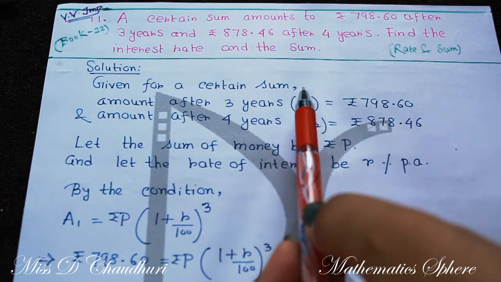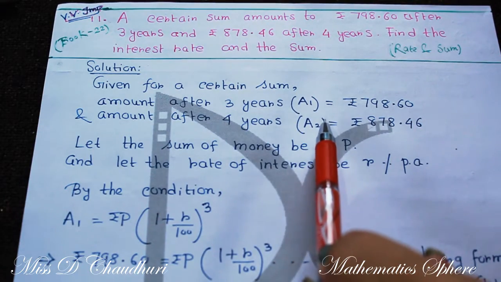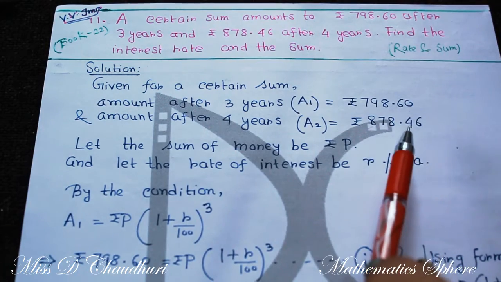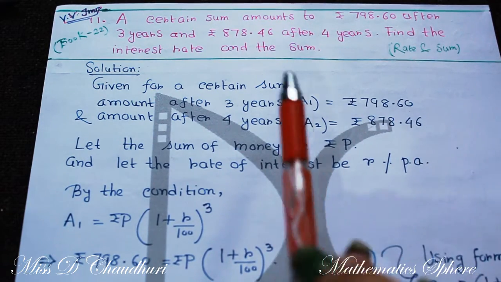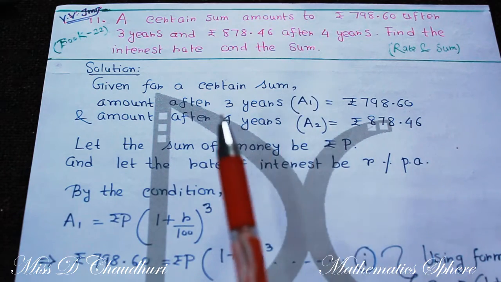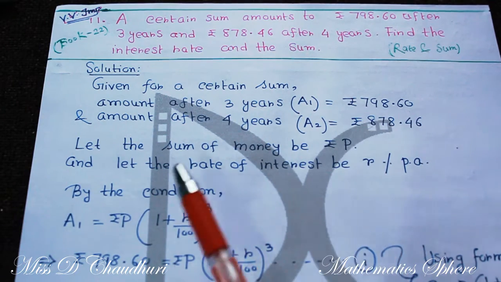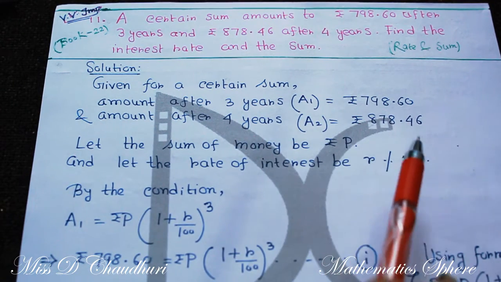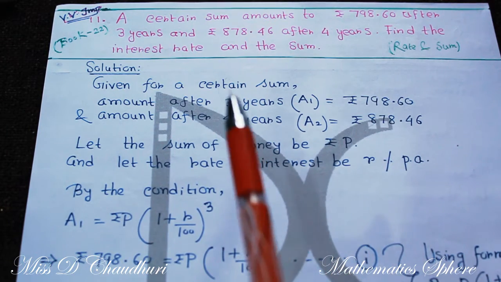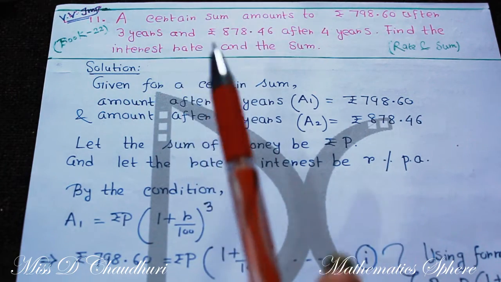Now, after 3 years, A1 equals 798.60, and the amount after 4 years, which we are considering as A2, equals 878.46. Now we will have to form the structure, and for that, let us consider the variables. Let the sum of money be rupees P, the principal, and let the rate of interest be R% per annum. Since 3 years and 4 years are given, you can understand that this is a sum where the rate is considered per annum, compounded annually.